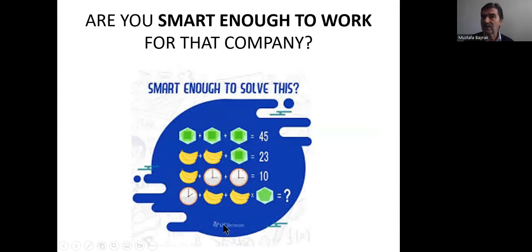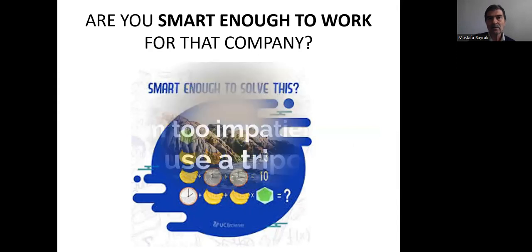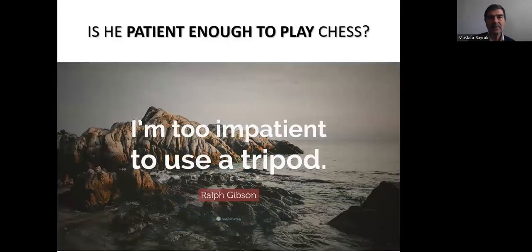Are you smart enough? Yes, adjective enough. Are you smart enough to work for that company? Is he patient enough to play chess? Yes, he is patient enough to play chess. I am too impatient to use a tripod. That means I can't use a tripod. I am not patient.